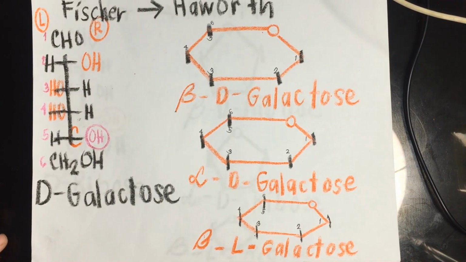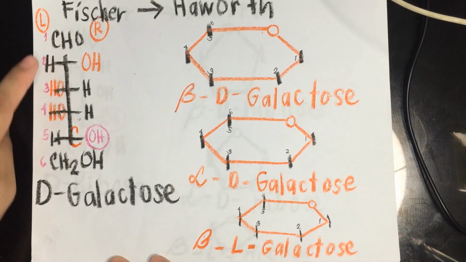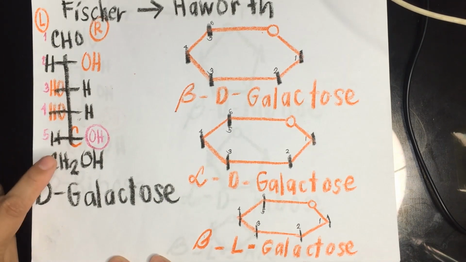We are now going to have another example from Fisher to Haworth projection. So, we have here the D-galactose. D-galactose is a sugar that contains 6 carbon atoms. We have carbon number 1, 2, 3, 4, 5, and 6.